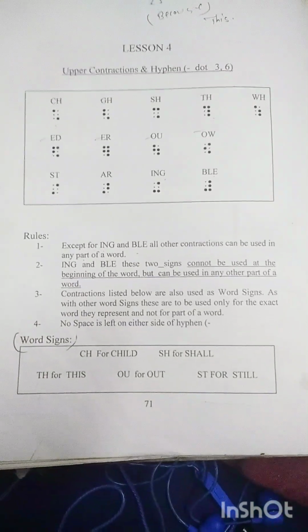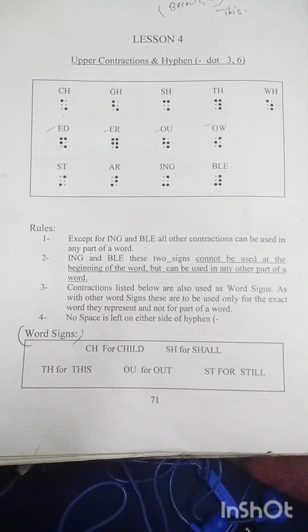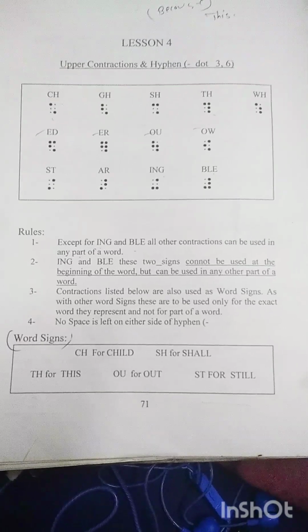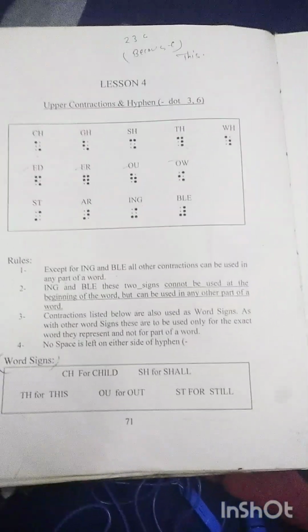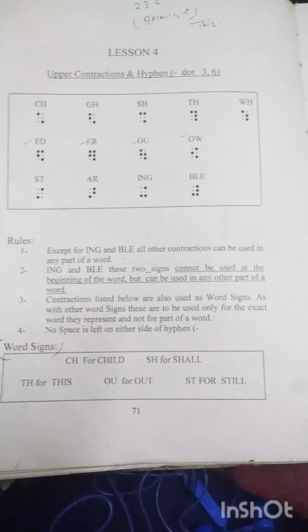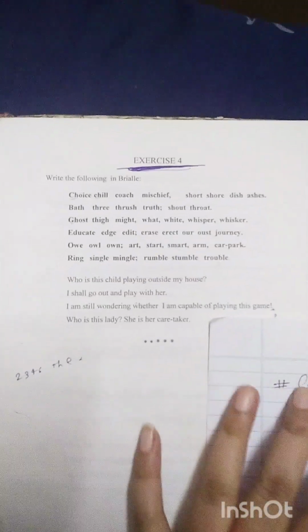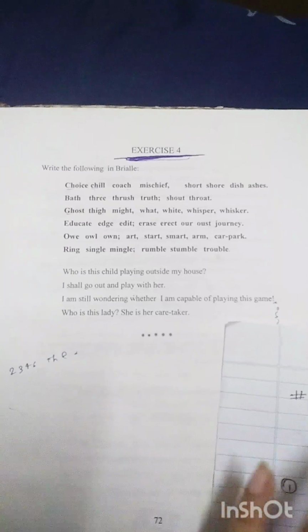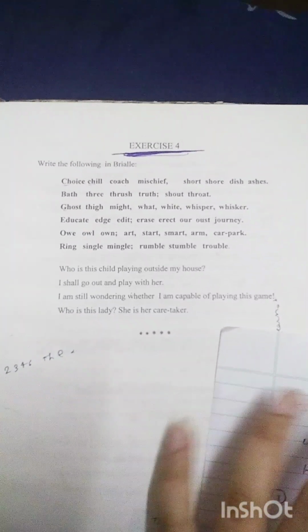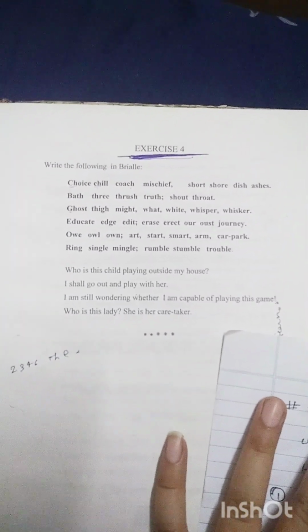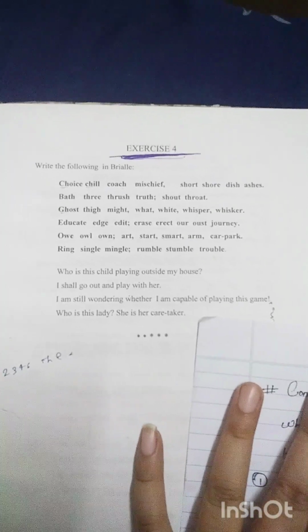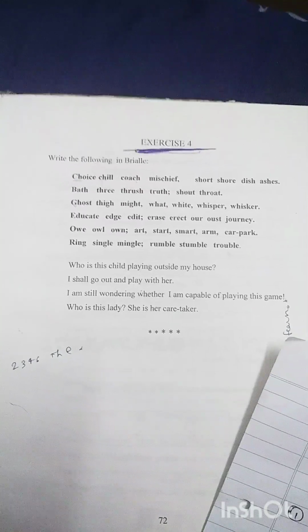Read and write all the rules before the next class. These are all the rules and these are all the word signs. All these forms you can use as a reference. Just see all the letters, words and sentences which are formed through these upper contractions. So thank you everyone for the class.